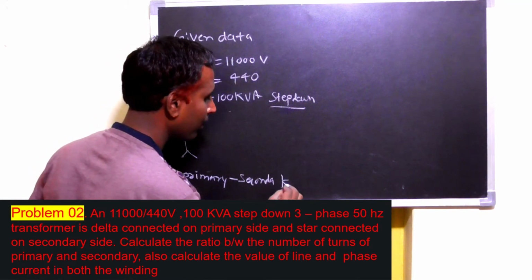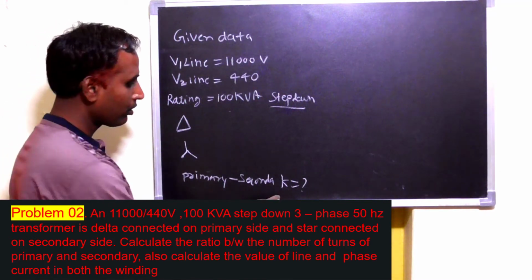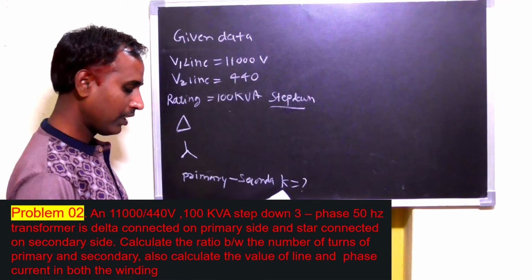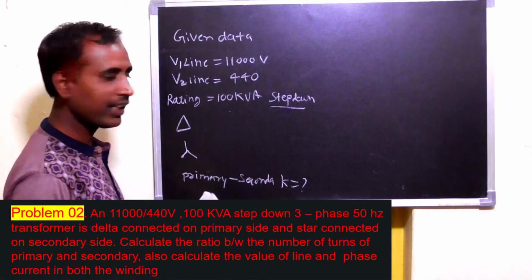Okay, turn ratio K equals how much? Between the primary and secondary, turn ratio equals how much? Next, the number of turns in the primary and secondary. Also calculate the value of line and phase current in both the windings.